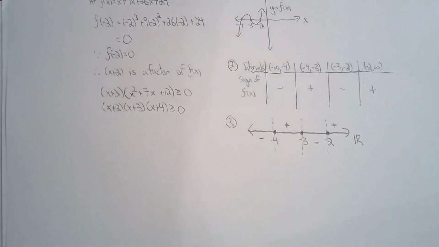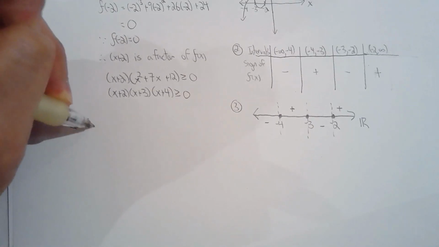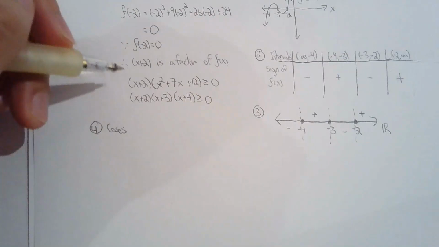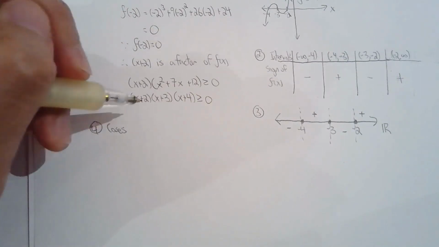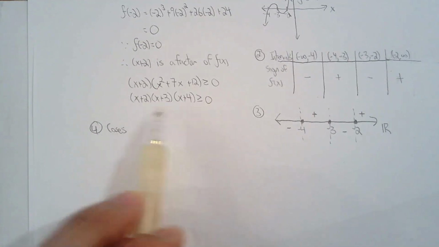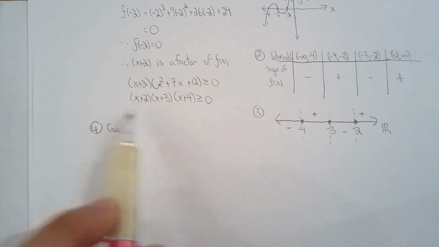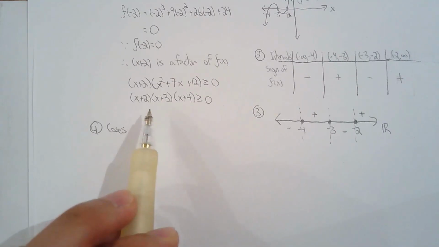The 4th way is my least favorite way. This one is called cases. So this is also an algebraic technique. I don't like it because it takes a lot of time, and it doesn't work very well when you have more factors. So if you have 4 factors, this would be a horrible technique. Even with 3 factors, it's a horrible technique. It's very easy to miss solutions.